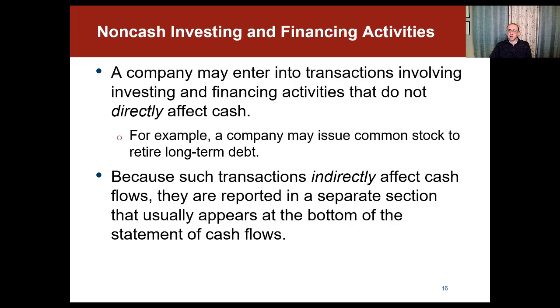So as you can see here, it says a company may enter into transactions involving investing and financing activities that do not directly affect cash. For example, a company may issue common stock to retire long-term debt. Because such transactions indirectly affect cash flows, they are reported in a separate section that usually appears at the bottom of the statement of cash flows. It's just a brief explanation that there are non-cash investing and financing activities. Very similar to a footnote, but it's not actually a footnote. It's just the last line in the statement of cash flows.